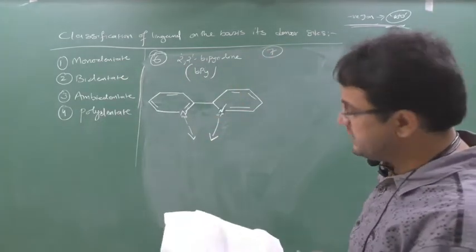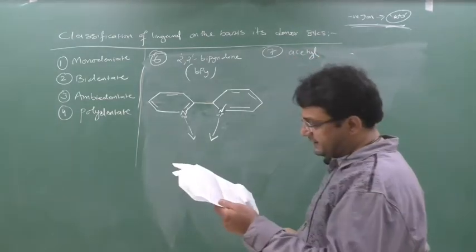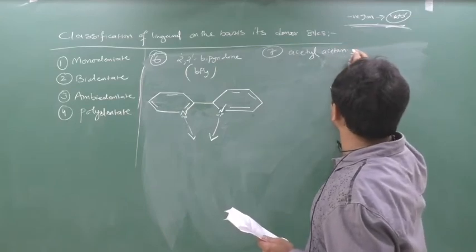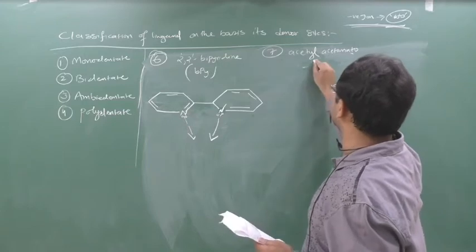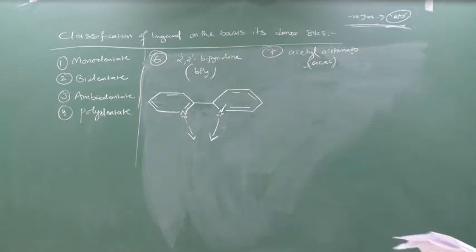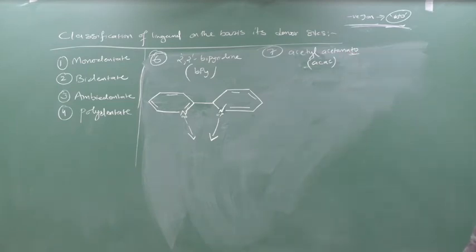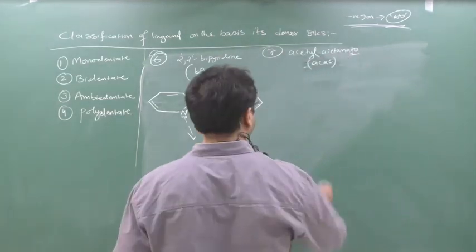Seventh is ACAC, acetylacetonato. Please remember this. Acetylacetonato. Now see, ato is given, which means this is an ion, not a neutral molecule. This is an ion. See the structure.